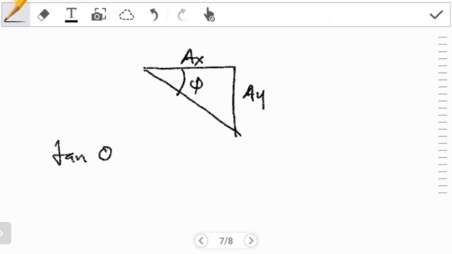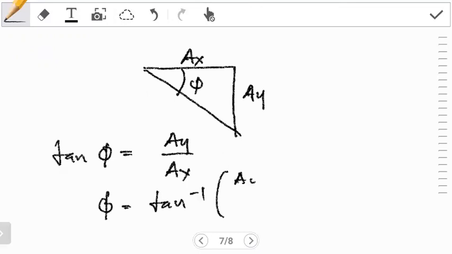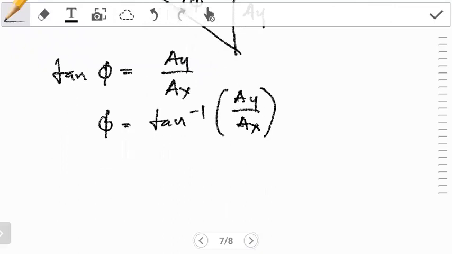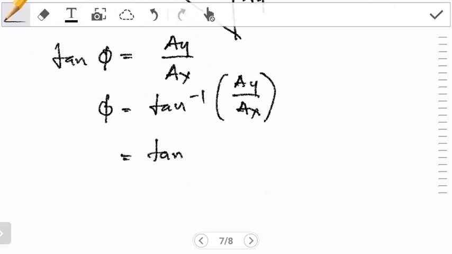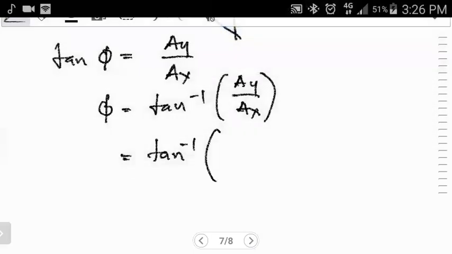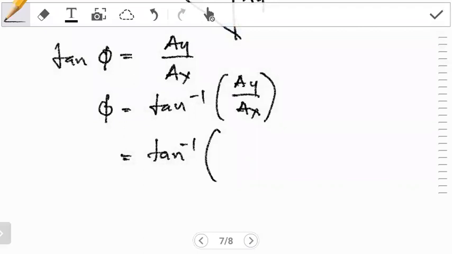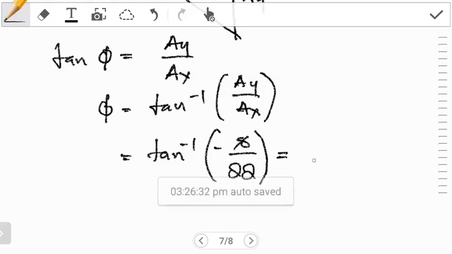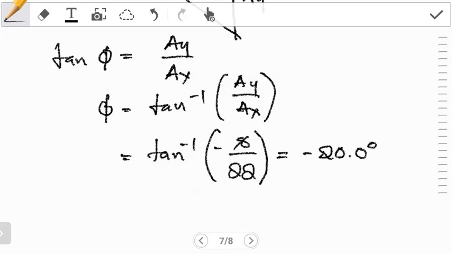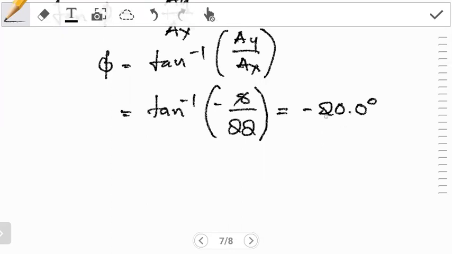So I have tan phi is equal to, tan is opposite AY over the adjacent AX, or phi equals tan inverse of AY over AX. So from here we can substitute and work out what that phi is. So we have tan inverse of, when we make the substitution, that is -8 over 22. So from here, what we get is that the angle phi is actually -20.0 degrees.